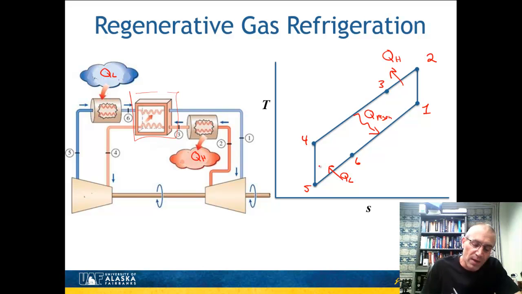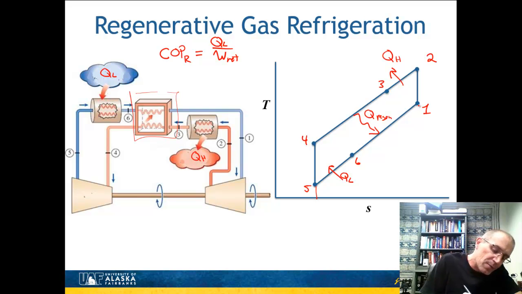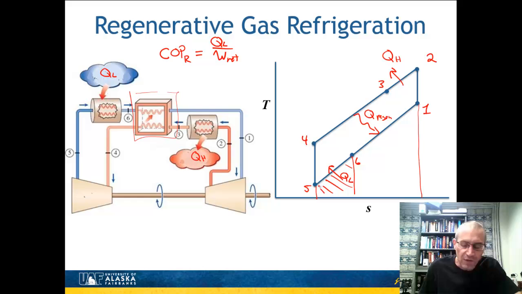So therefore you might think that this regenerative gas refrigeration cycle would have a higher coefficient of performance. But it actually turns out that's not true. Remember, the coefficient of performance for the regenerative cycle is QL over the net work that goes in. And on these diagrams, QL is the area underneath the curve right there. If we're using a regenerator, we've only got this little area right down here. That is QL. If we didn't have the regenerator, we'd have this entire area on the right-hand side.